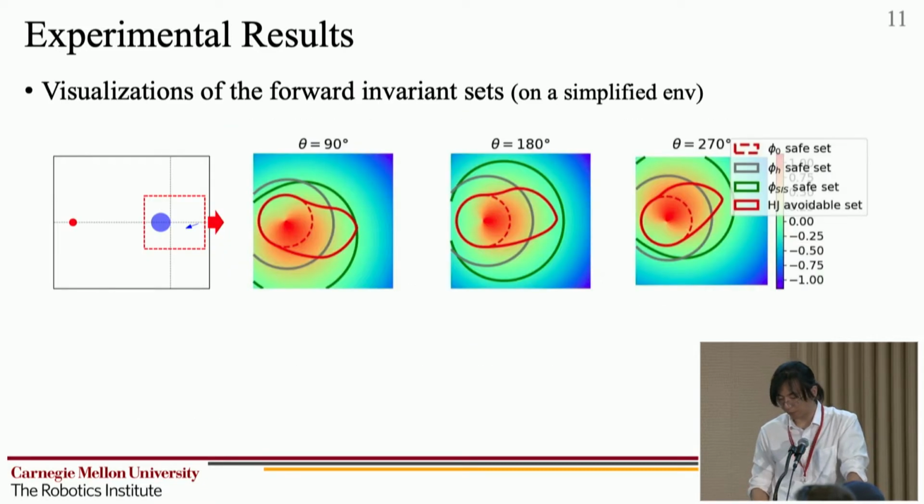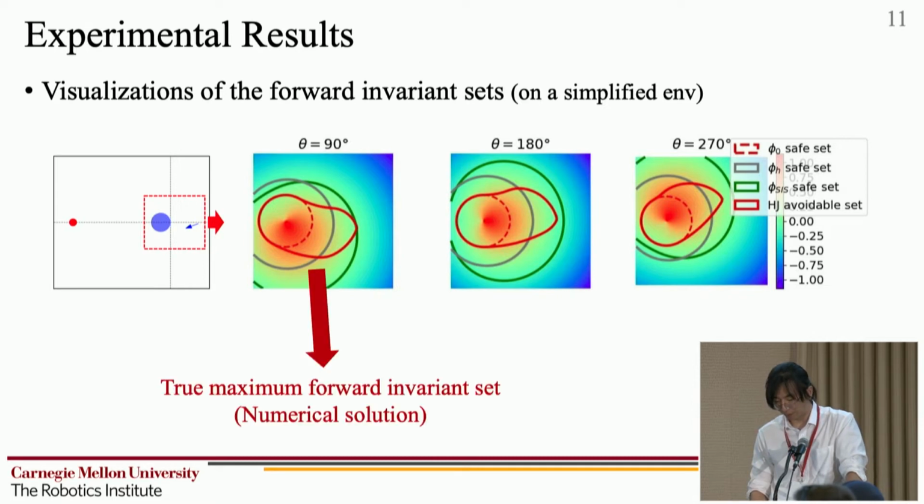Moreover, we want to visualize the forward invariant set. We use a simplified environment. This red line is the boundary of the true maximum forward invariant set, which is numerically solved by the Hamilton-Jacobi reachability analysis. States outside this red line are in the forward invariant set, because the obstacle is at the center.